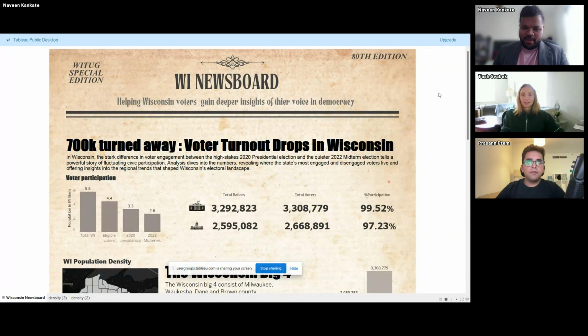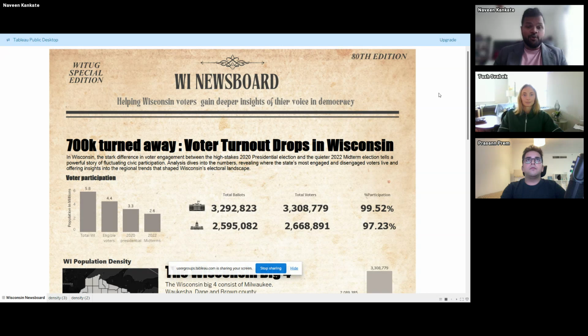Good morning again, everyone. My name is Naveen, and today I'll be presenting the data and the findings from our election data. Before I start, just a quick take on why and how we decided to go with this design. I've created what is called the Wisconsin News Board, a fresh take on the age-old newspaper. We have created that as news and a dashboard. It's going to be helping Wisconsin voters to gain deeper insights of their voice in the democracy.